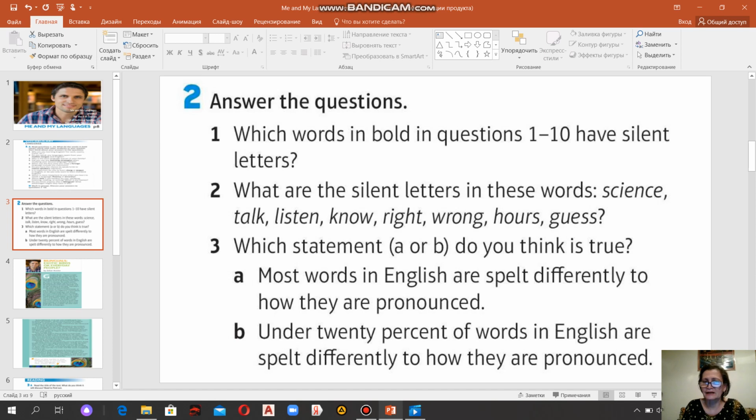Answer the questions. Which word in bold in questions 1-10 have silent letters? What are the silent letters in these words? Science, talk, listen, know, right, wrong, hours, quest. Which statements, A or B, do you think is true? A. Most words in English are spelled differently to how they are pronounced. B. Under 20% of words in English are spelled differently to how they are pronounced.